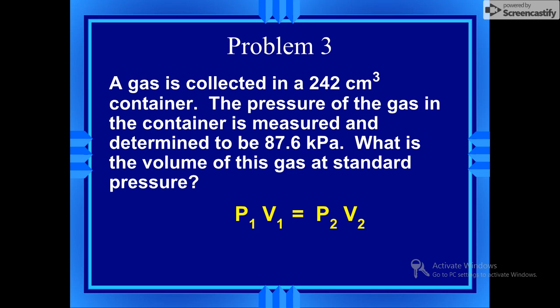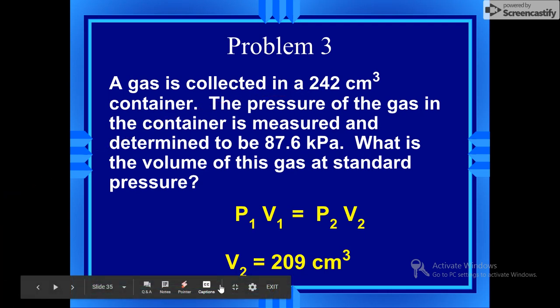So you remember you need to refer to your reference table to see what standard pressure is in kilopascals. So I'll give you time to refer to your reference table to figure out what is standard pressure in kilopascals. Okay, so once again, we're using that equation, P1 times V1 is going to equal P2 times V2. And once you work all that out, you should get that your V2 is 209 centimeters cubed.